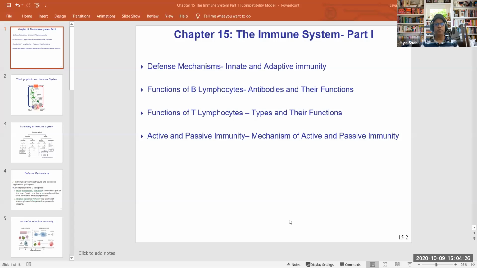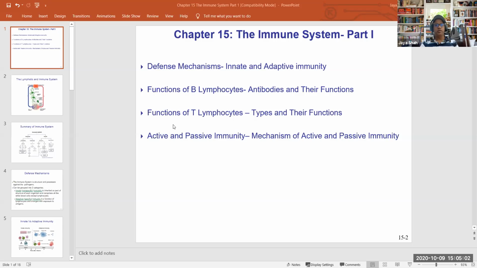Hello guys, good afternoon. I am starting the immune system part 1 today, which is chapter 15. I will go over defense mechanism, which is two types. We call it innate or non-specific and adaptive or specific immunity. In the specific immunity, we're going to talk about function of B lymphocytes, which produces antibodies. And we also talk about the function of antibodies.